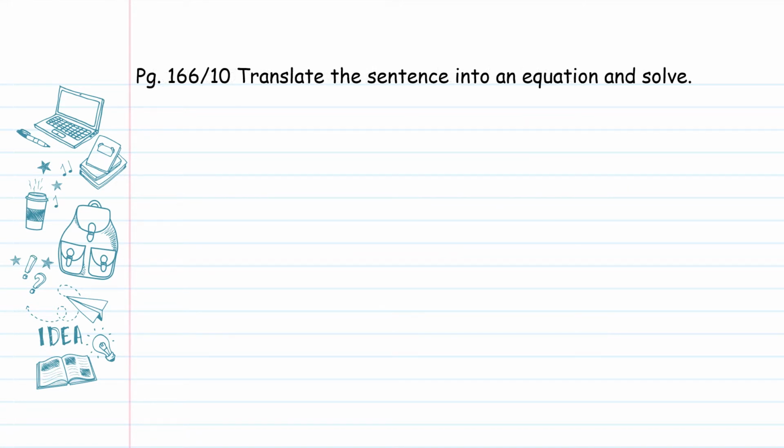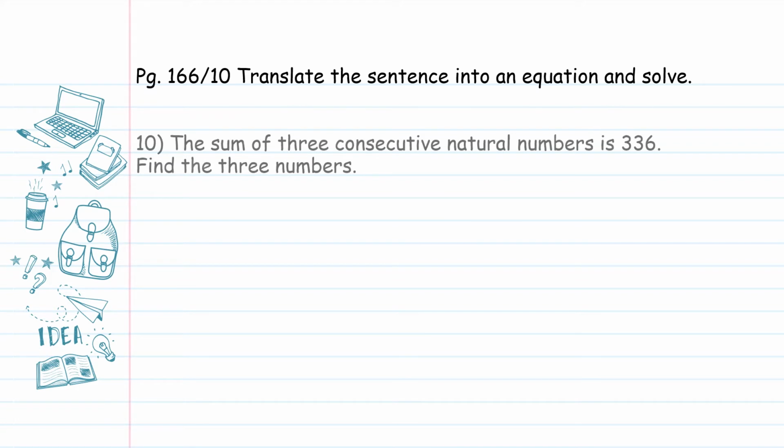So our next problem is problem number 10, also on page 166. In this problem, we're going to translate the sentence into an equation and solve. So the sentence we're given is the sum of 3 consecutive natural numbers is 336. Find the 3 numbers. So we can start by representing each of these 3 numbers with a variable, x, y, and z. So when we add these numbers together, it's going to equal 336.